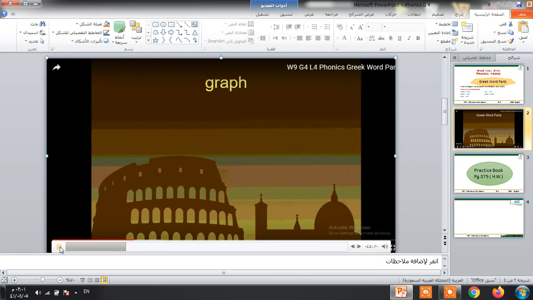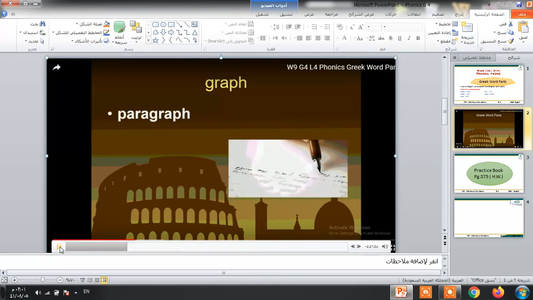Next, we have the Greek word graph. And as I said, graph means to write. So paragraph means writing sentences. A group of sentences together talking about the same topic is called a paragraph.